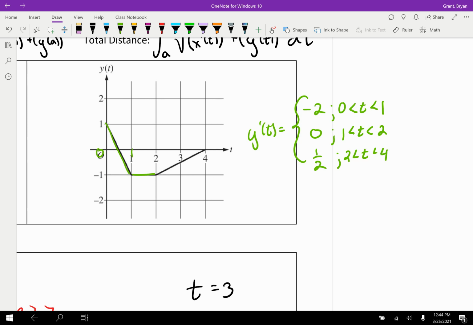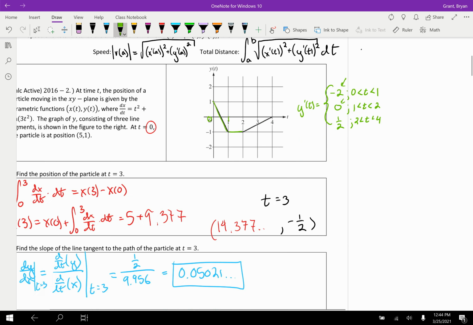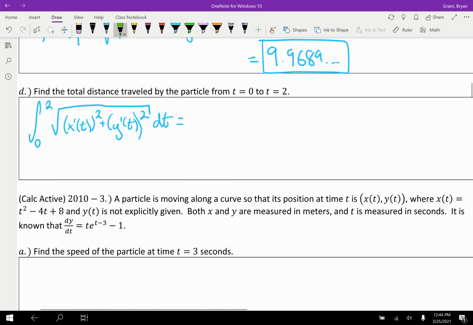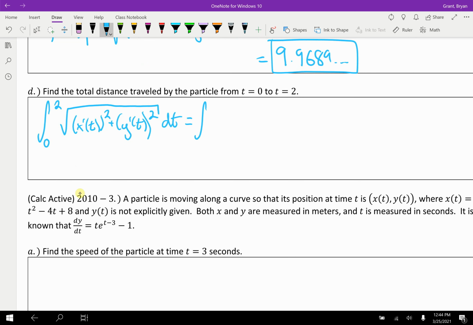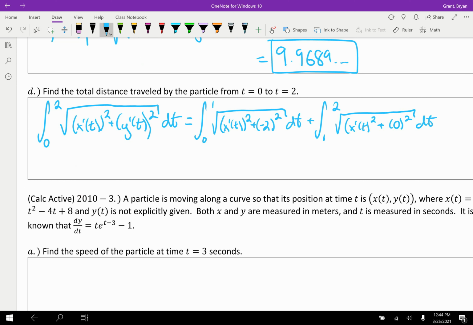And so I see two different derivatives. To deal with that, when I do my integral, I'm going to split this into two parts. I'm going to do the integral from 0 to 1 of the square root of x prime of t squared plus, and we just saw that the slope of y prime there was -2. Then I'm going to do the integral from 1 to 2. We have our x prime of t squared, and we saw that the derivative of y from 1 to 2 was just 0. Once here, I'm just going to plug all of this into my calculator.